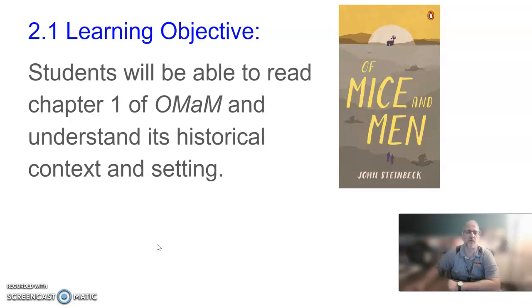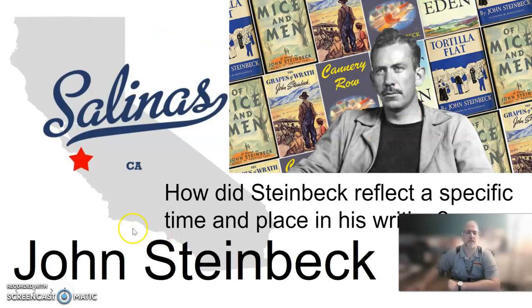So like I said, this is 2.1, and this is going to be context. So you're going to be able to read chapter 1 of Of Mice and Men and understand its historical and context setting. So Steinbeck was born in Salinas, California. It's the Salinas River Valley.